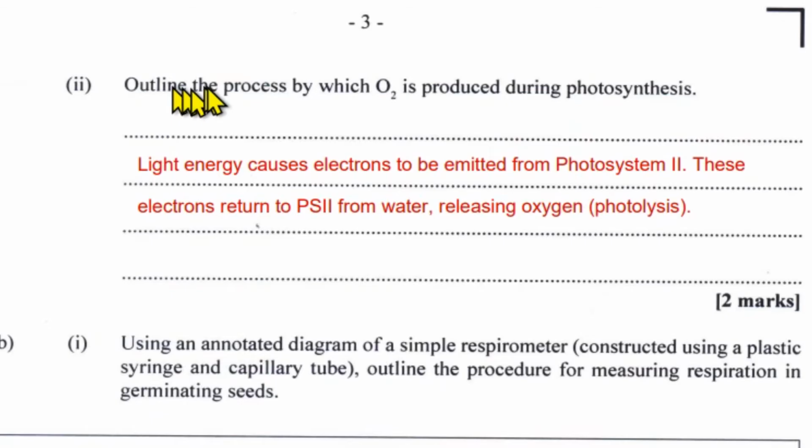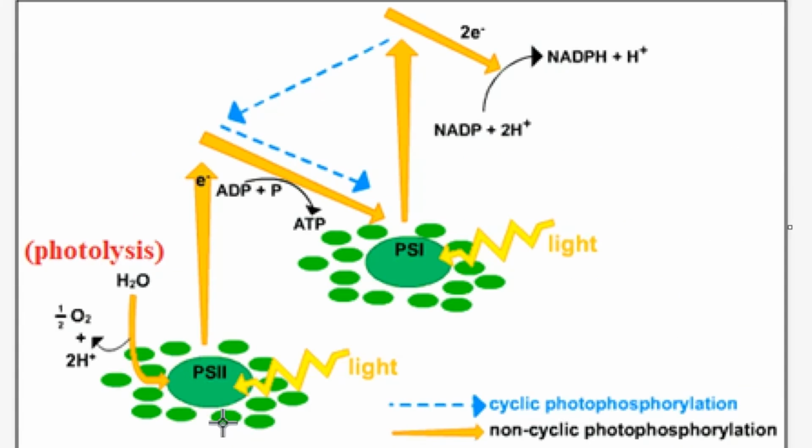Part 2. Outline the process by which oxygen is produced during photosynthesis. This is a 2-mark question, and let me explain it here. To explain this, we'll see that we have 2 photosystems, photosystem 2 (PS2) and photosystem 1 (PS1). And what we're going to have is an electron, and if you follow the orange arrows, this is non-cyclic photophosphorylation. That basically means addition of phosphates using light, right? Photo means light, phosphorylation means addition of phosphates to a molecule.